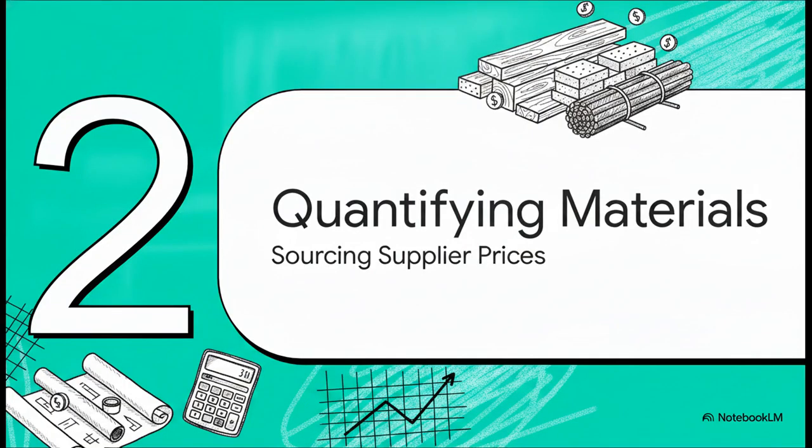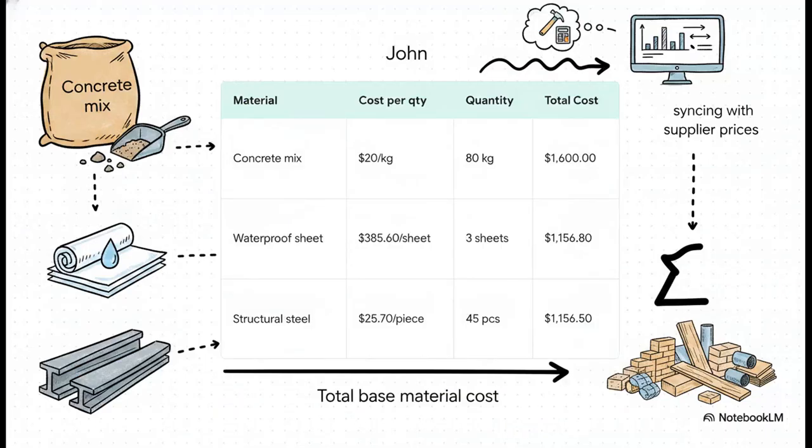Moving on to Section 2, quantifying physical materials, sourcing supplier prices. Okay, let's see how this builds into real numbers. John inputs his required quantities into his estimation software, which syncs up with current supplier prices. So 80 kilograms of concrete mix at $20 a kilo, that equals $1,600 right there. Add in the waterproof plastic sheets and the structural steel, and John lands at a total base material cost of $3,913.30. And that's just to get the foundation materials on the books.